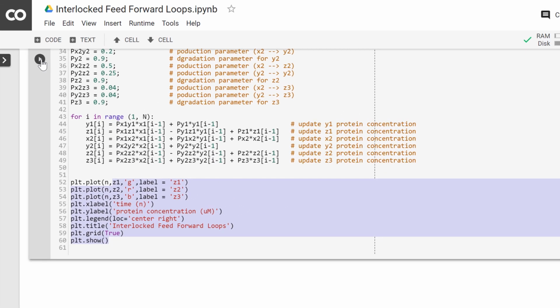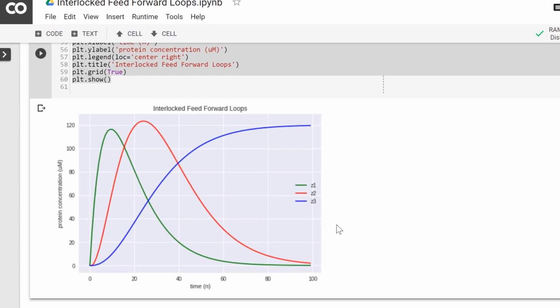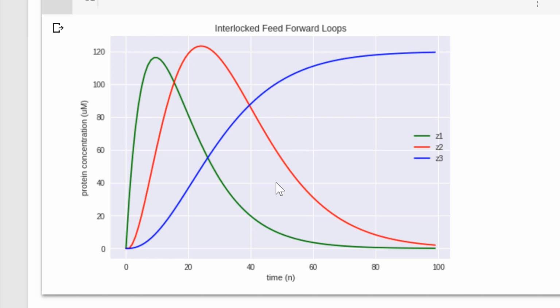Now let us run the code, and this is what we see. Again, we have this pulse-like expression for z1, and after some time delay, we have pulse-like expression for z2, and finally we have z3 expressed after z1 and z2.